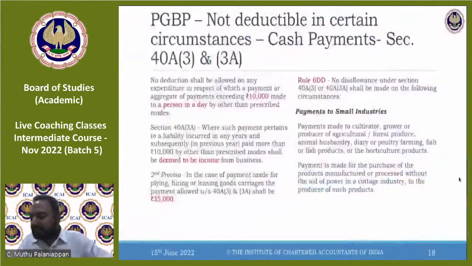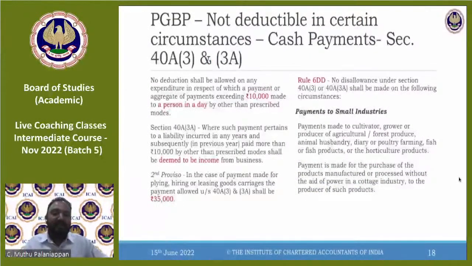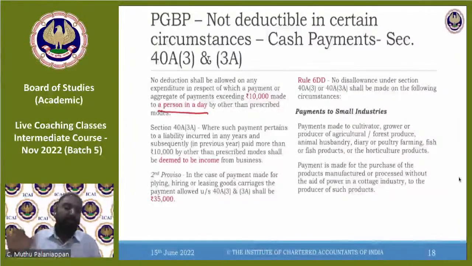Okay, next section is 40A3 and 3A. So 40A3 is basically cash expenditure of more than 10,000 to a person in a day. So per person per day is what we are talking about. If I'm paying 5,000 to A and 6,000 to B, put together it is 11,000, that's not what we are talking about. 2A if I'm paying more than 10,000, 2B if I'm paying more than 10,000, that's what we are talking about.